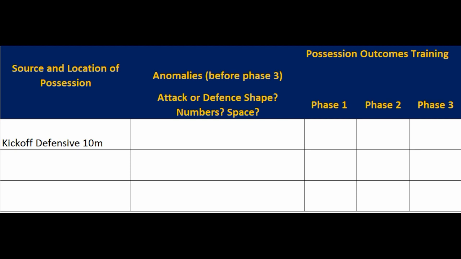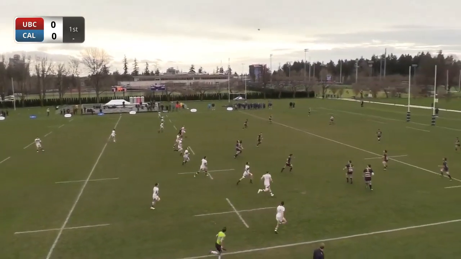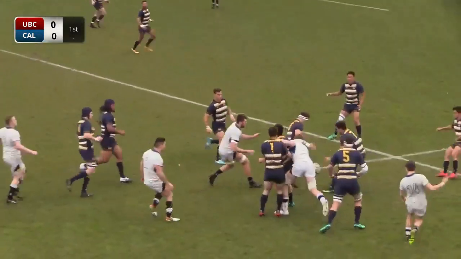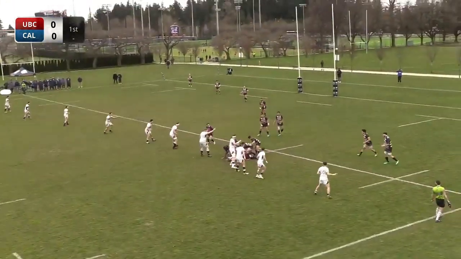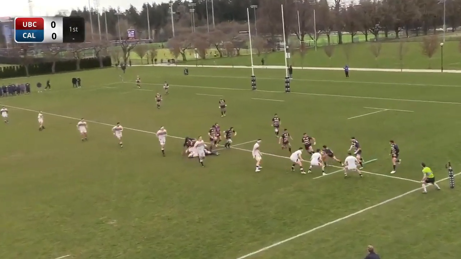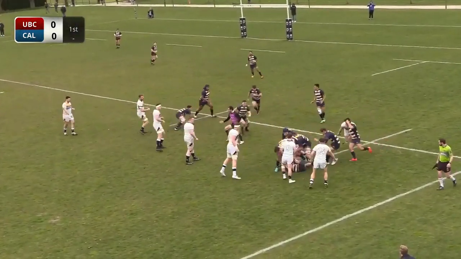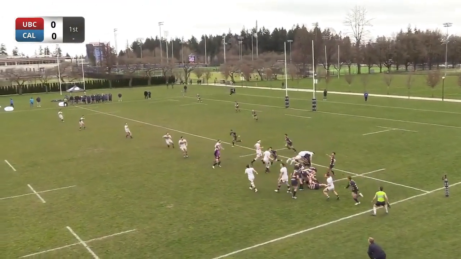The first example we'll look at is a kickoff received in the defensive 10 meter area just outside the defensive 22. The ball's gathered and the resulting breakdown is contested for a moment, leaving the ball to be slow. The second phase moves to the 5, resulting in quick ball and a box kick.